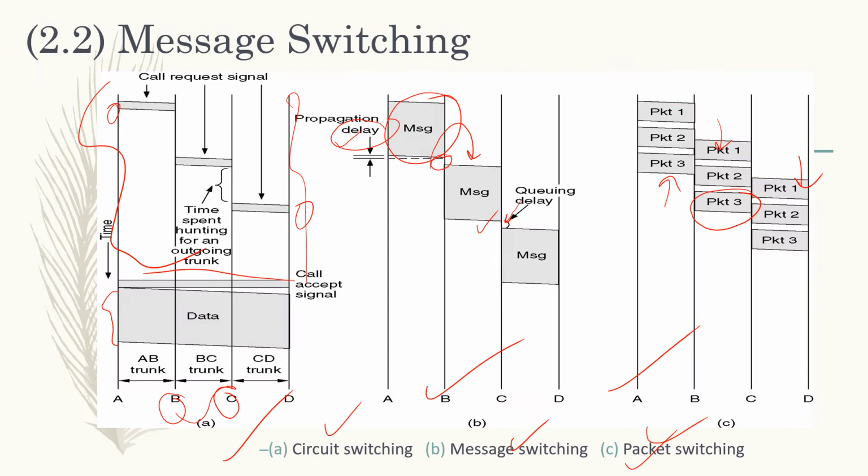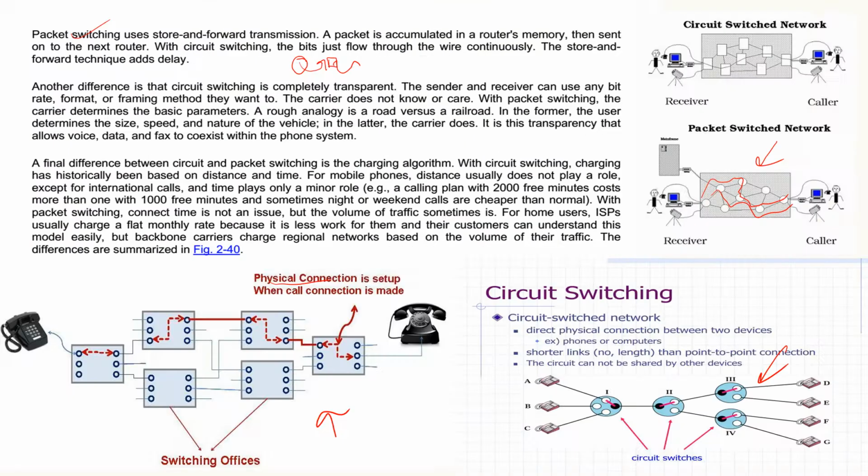I'll show you the diagram. The whole packet has to come and then it will hop. That is called store and forward. First you store it and then forward it. Similarly in the case of a message, the whole message has to come, then store and forward. It is applicable for these two. In store and forward transmission, a packet is accumulated in the router's memory, that office memory, and then sent to the next router.